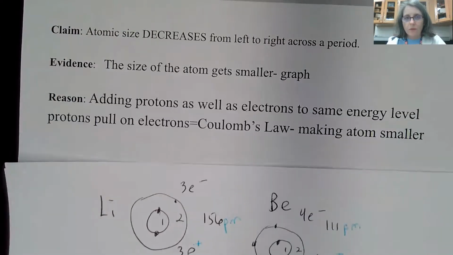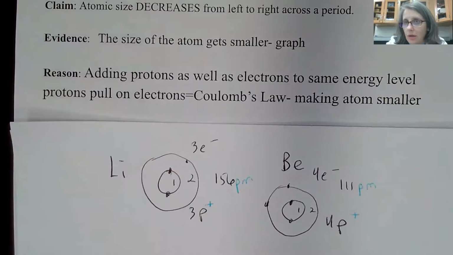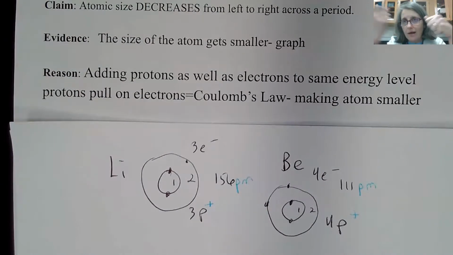So if you want to copy this down in your notes, you're adding protons as well as electrons in the same energy level. Because protons pull on the electrons, you're going to use Coulomb's law as your rationale there. Protons, being positive, are going to pull in on those negative electrons. And so it's going to make the atom slightly smaller. And again, we're talking picometers here, but they are getting smaller.